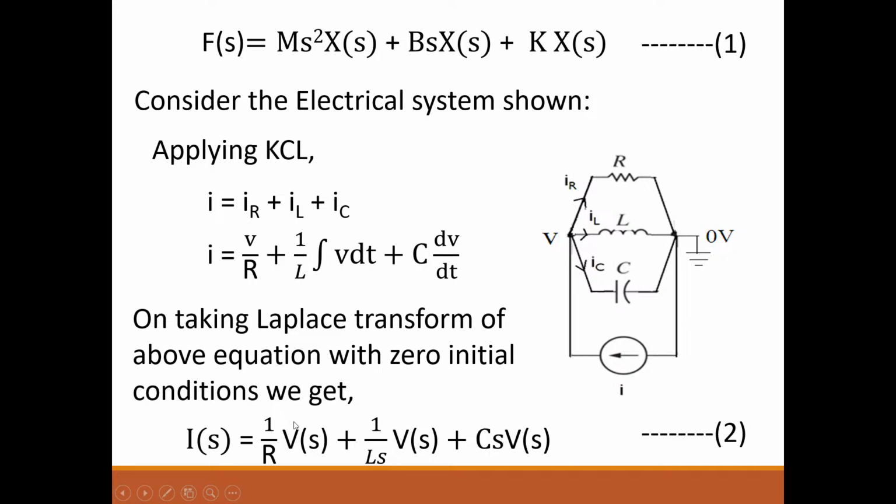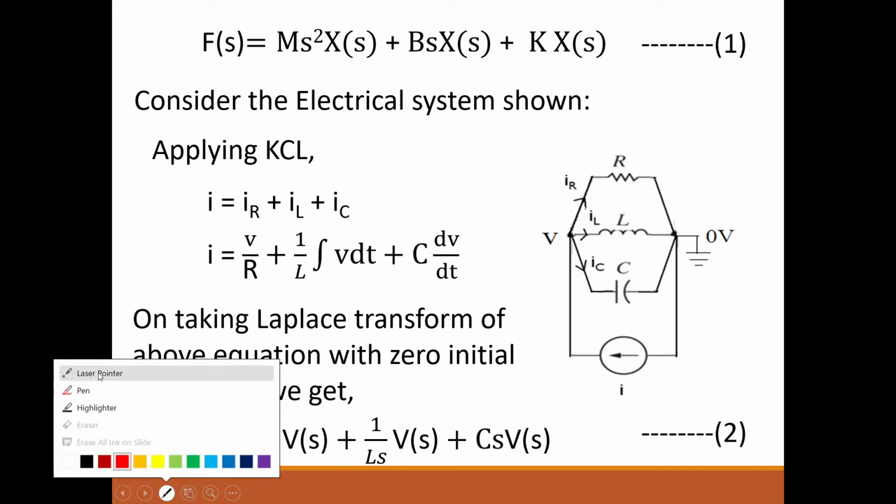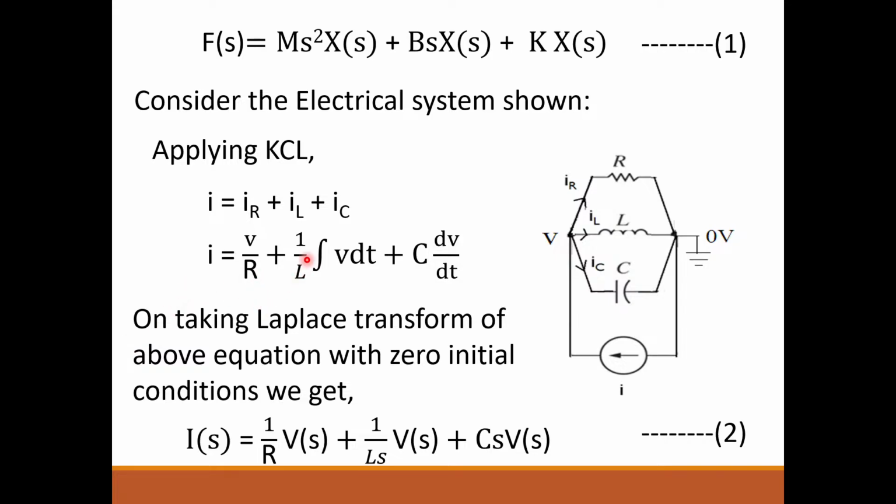Okay, so this we already know, by applying Laplace transformation to the nodal equation I is equal to V by R plus 1 by L integral of V dt plus C dV by dt. What do you get? I becomes I of S. Here 1 by R is constant, so leave it as it is, and V becomes V of S, plus 1 by L as it is. Integral of V dt is V of S by S. C is constant, write it as it is, and dV by dt is S into V of S. That is our equation 2.